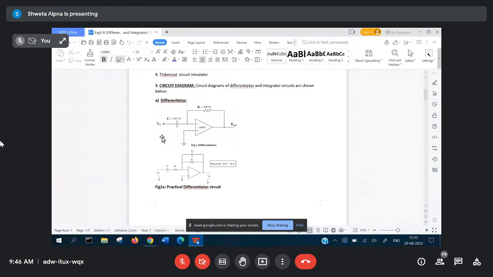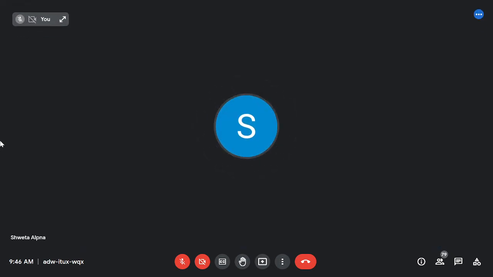Now in continuation, we have understood that when a capacitor is connected in the input path and the resistor in the feedback path, and the non-inverting input is grounded, the op-amp is connected as a differentiator. The output of this differentiator will be the differentiation of the input. The output is equal to minus of RC d by dt of V in. Now in that context, I'm just sharing the waveforms also. Just a minute, let me share something else.